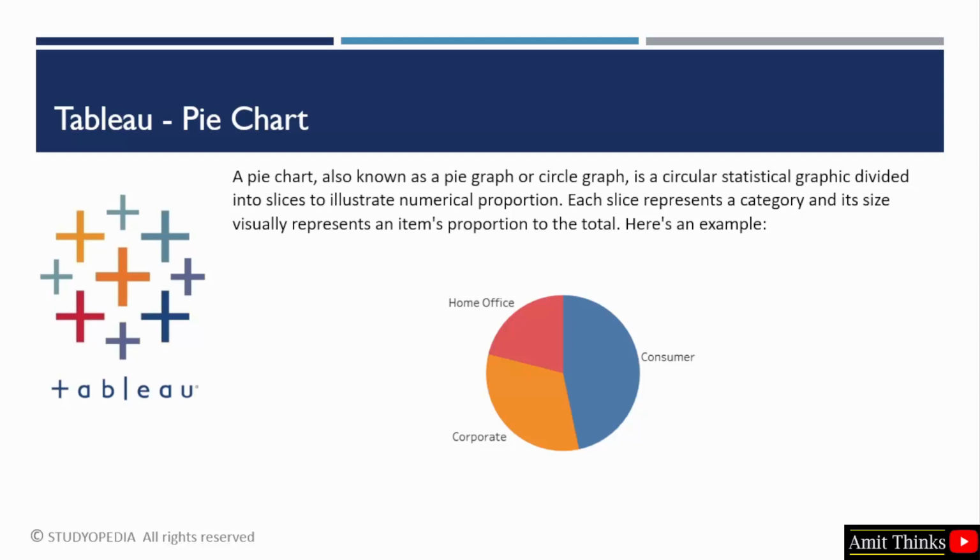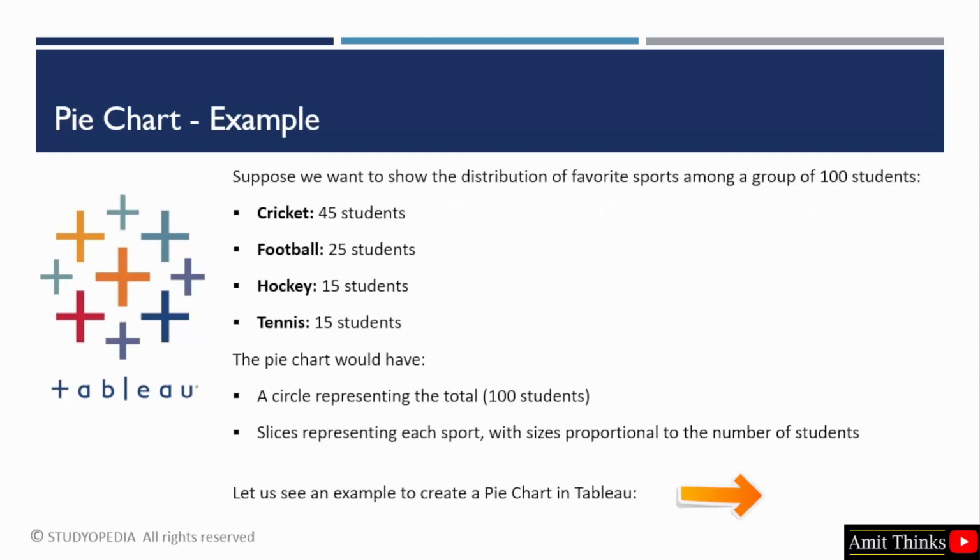I just told you that it is divided into slices, right? Consider that each slice represents a category and its size will display the item's proportion to the total. When we see the example, things will be more clear. Here you can see a circular graph with slices in different colors. We can also take an example quickly.